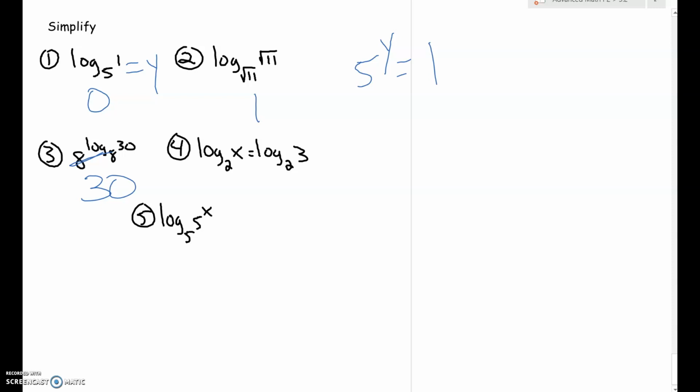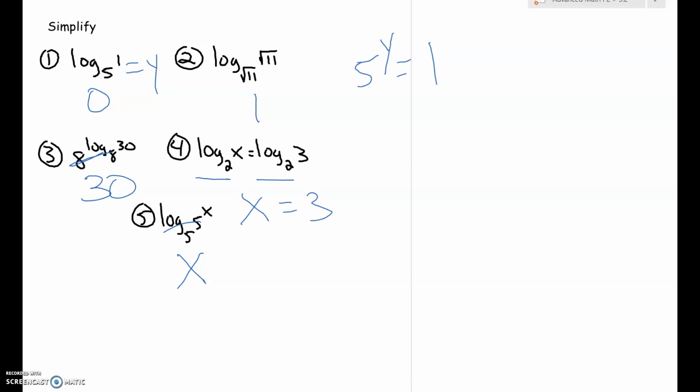I'm going to jump down to number 5 and it's kind of the same thing. These kind of cancel each other out, and you get x. Okay, don't get too hung up on that. Like I said, we'll come back to that probably next week sometime. And then number 4, these are both taking the log base 2 of two things, so that means this x has to equal 3. I think that one's pretty self-explanatory. Most people kind of understand that.